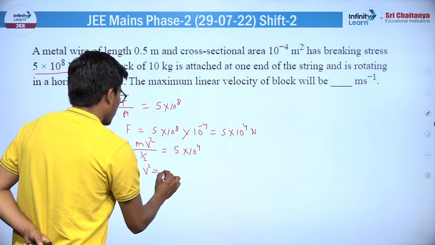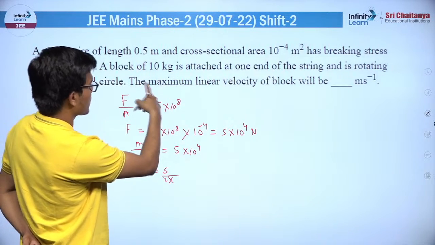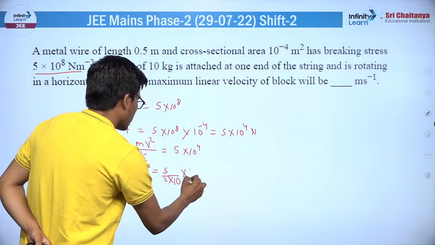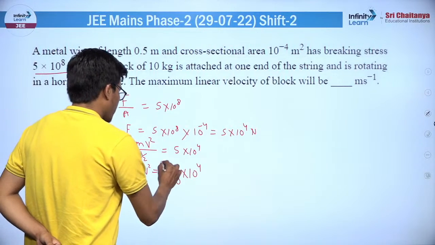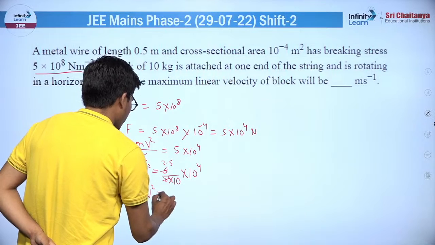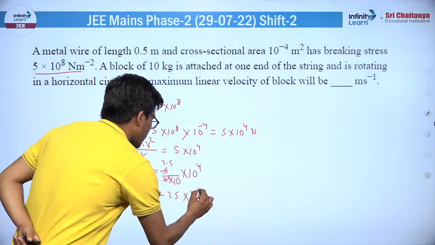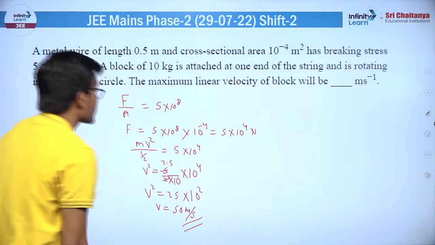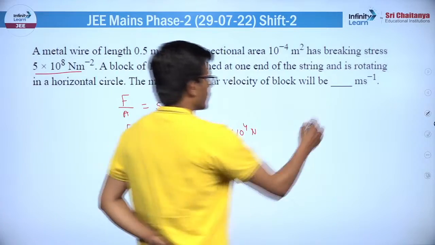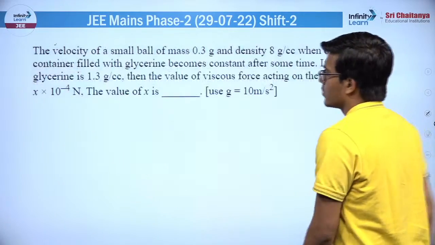So v square will be 5 by 2 divided by mass, which is 10 kg, 10 into 10 to the power 4, right? So it will be 2.5. So v square is actually equal to 25 into 10 to the power 2. So v is equal to 50 meter per second. So the maximum linear velocity will be 50 meter per second. All right. Moving to the next question.